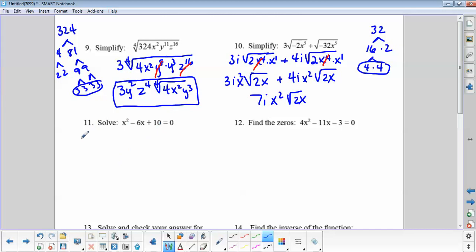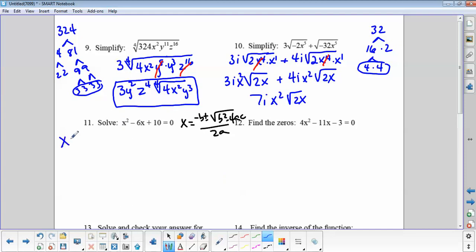Alright, to solve a quadratic equation, you could try to factor it, but there are no numbers that multiply to 10 and add to -6. So I'm stuck with the quadratic formula, which I will put here. x equals -b plus or minus the square root of b squared minus 4ac, over 2a.